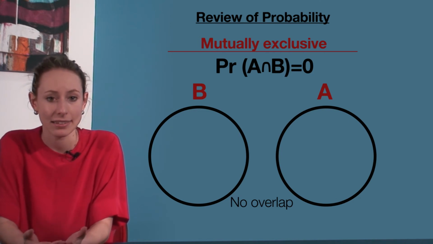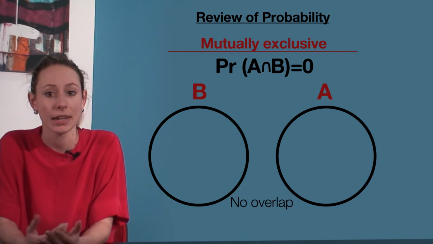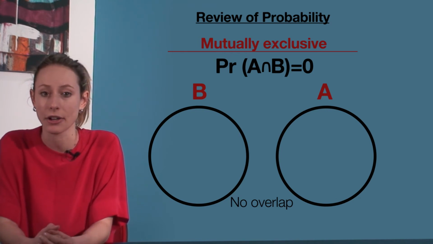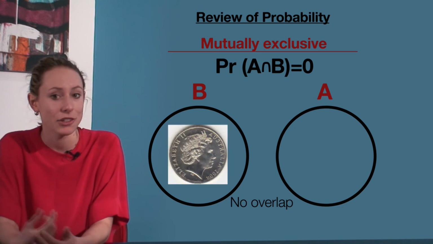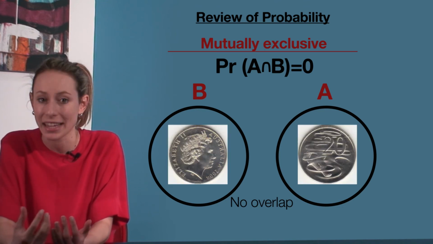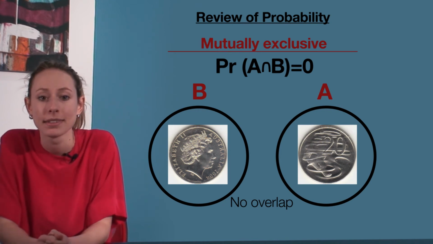What we are saying there is that the chance of both A and B occurring is equal to 0, that there is no chance of both A and B occurring. For example, if you flip a coin once, the chance of it landing on heads and tails at the same time is 0. It just can't happen.